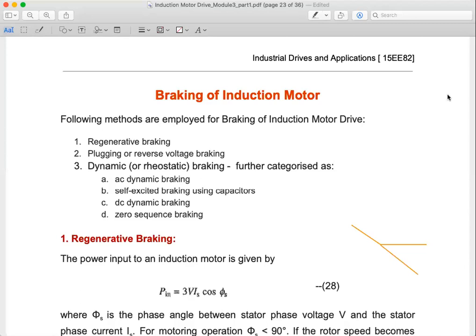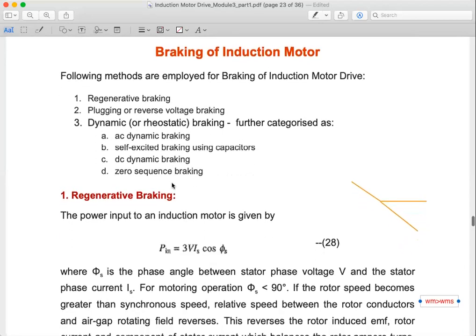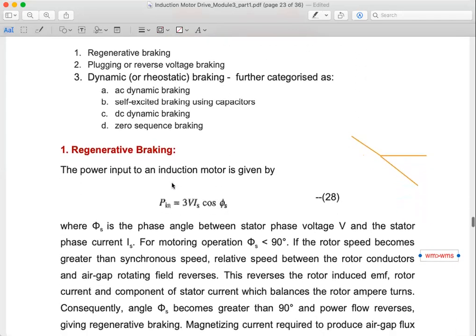For the braking of induction motor, we have three different methods. One is called regenerative braking, next plugging or reverse voltage braking, and the third method is dynamic braking or rheostatic braking. Dynamic braking can further be classified as AC dynamic braking, self-excited braking, DC dynamic braking, and zero sequence braking.